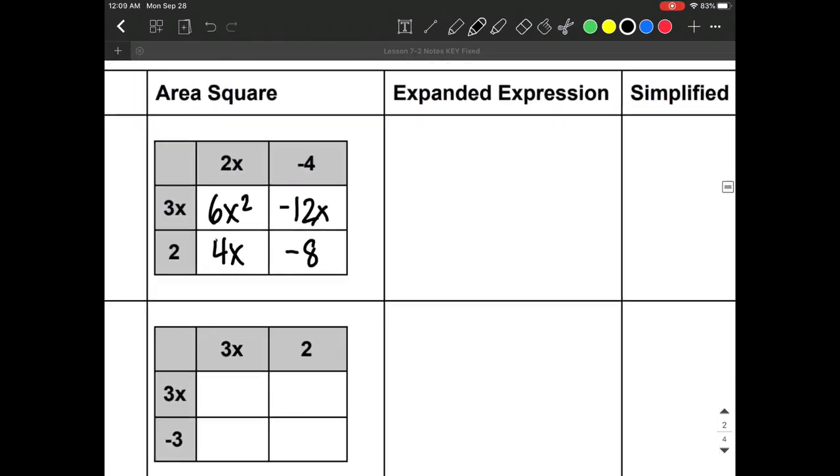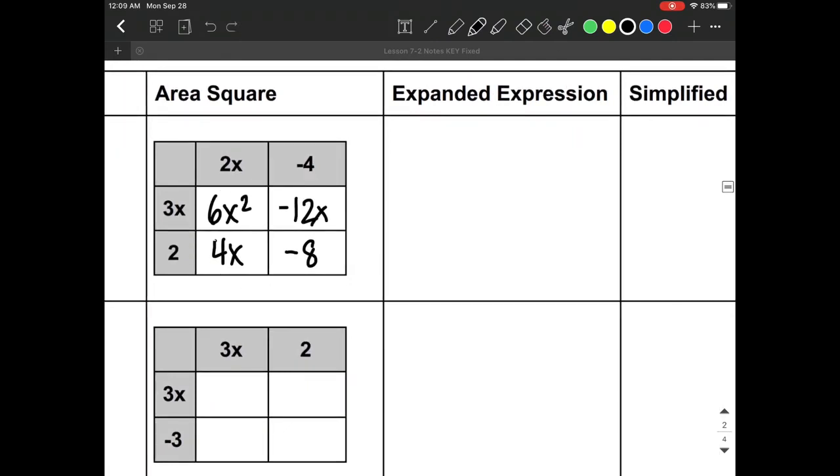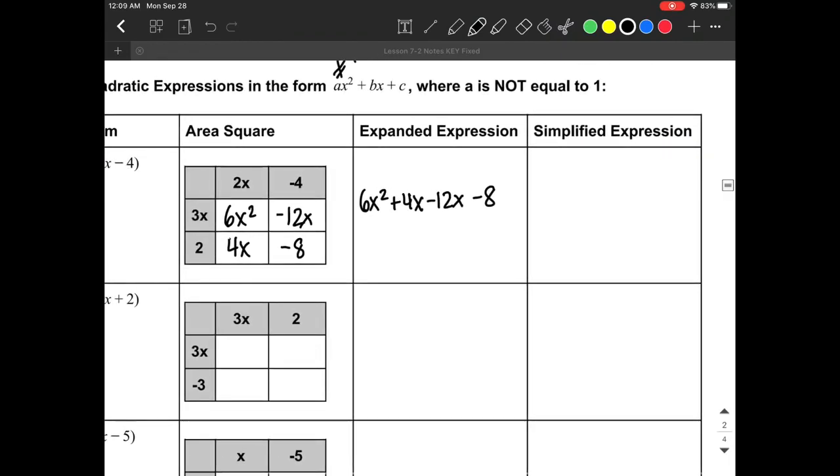Next, I'm going into expanded form. I'm going to take these and add them together. Just rewrite them over here, add them together: 6x squared plus 4x minus 12x minus 8. And then the simplified expression is 6x squared minus 8x minus 8.